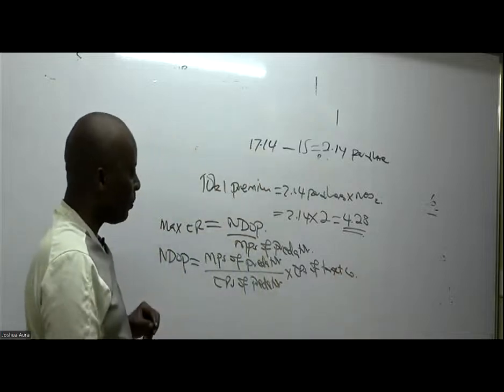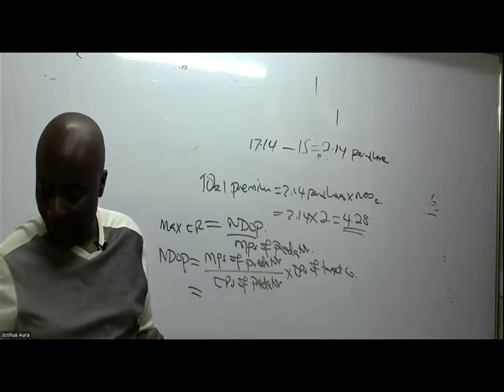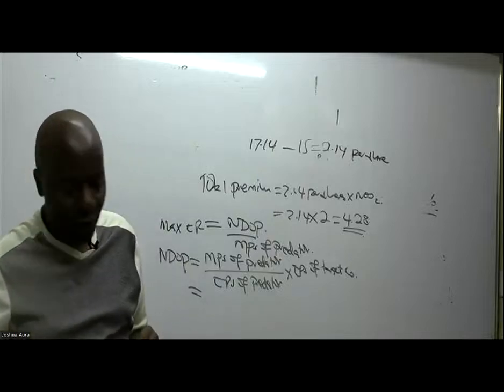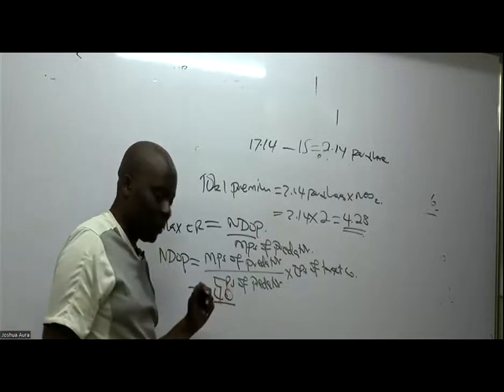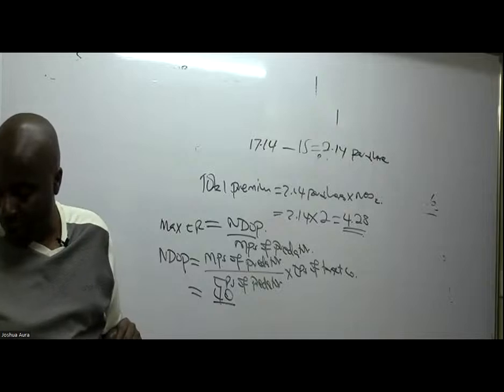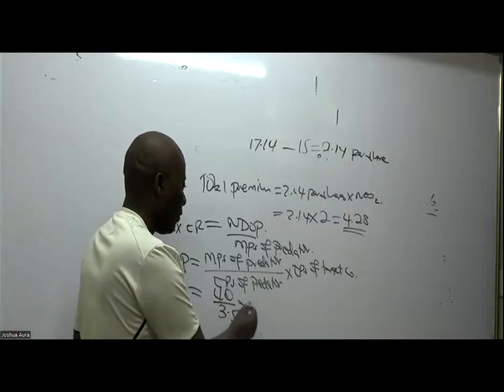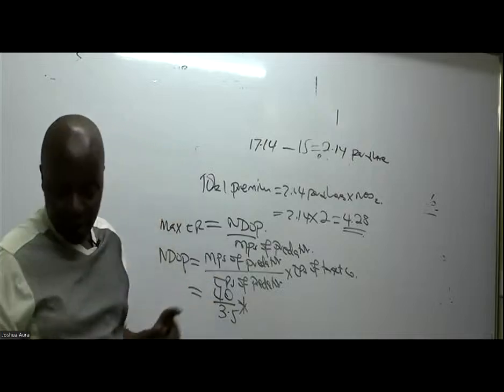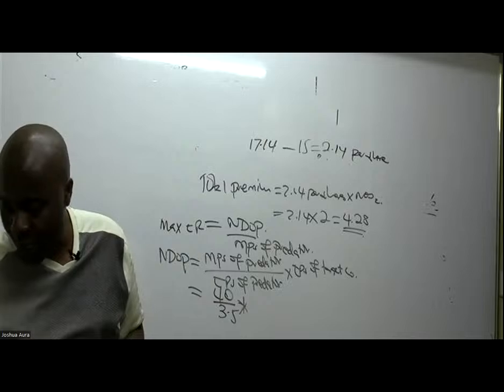The MPS of the predator has been given already, this is 40. So we have 40 divided by the EPS of the predator. The EPS of the predator is 3.5, times the EPS of the targeted company, which here is 1.5.